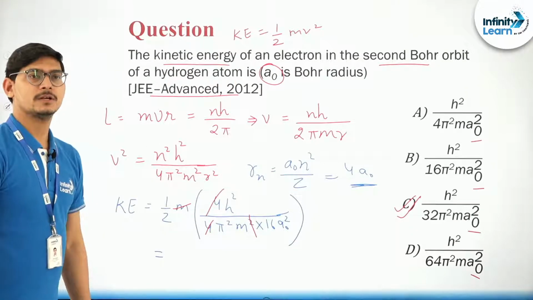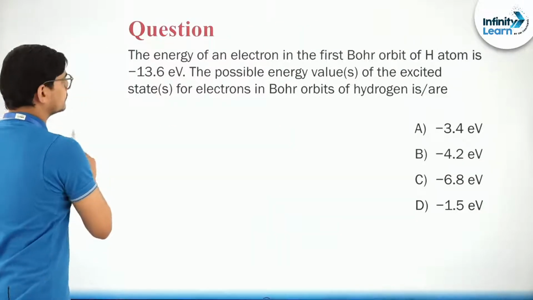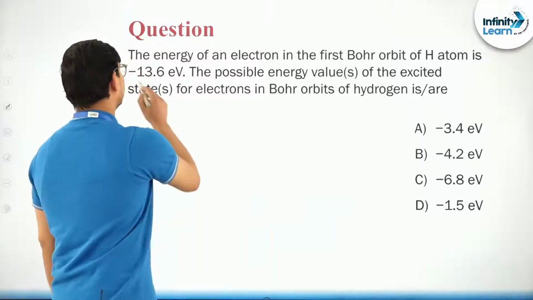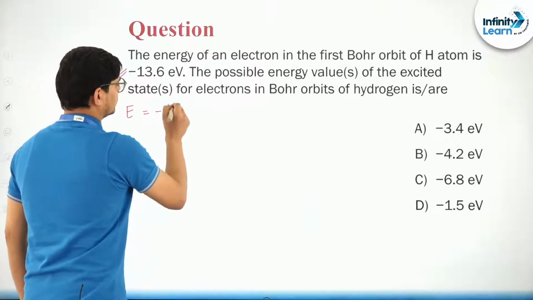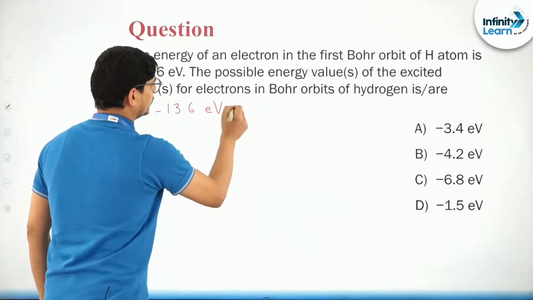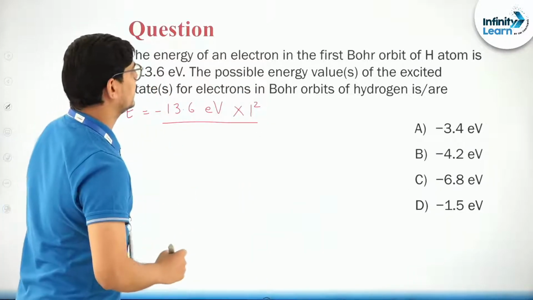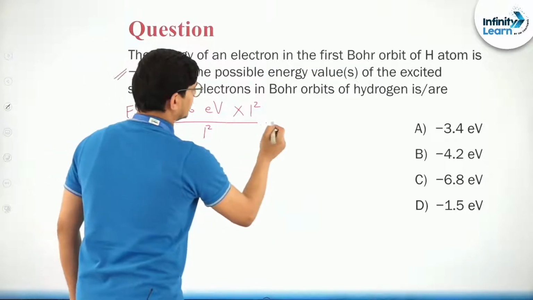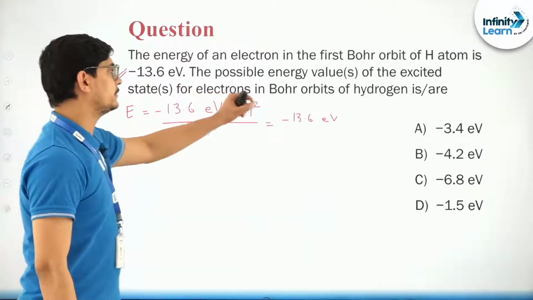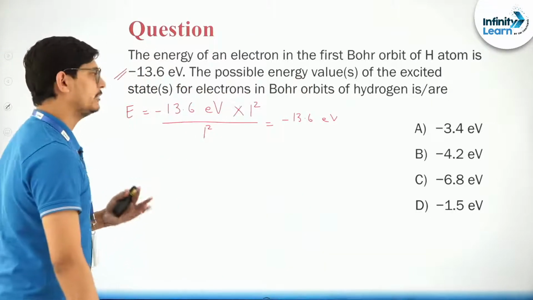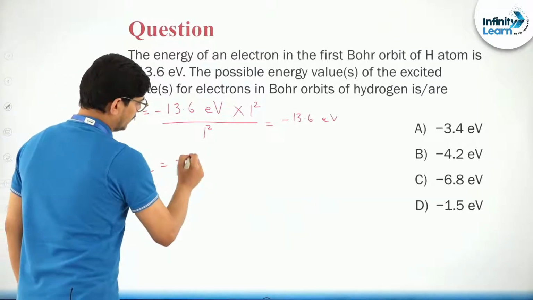Understood? Let's take one more example. The energy of the electron in the first Bohr orbit of hydrogen atom is minus 13.6 electron volt. That we know, because the energy is equal to minus the Rydberg energy, 13.6 electron volt, times Z square, which is 1 for hydrogen, and n is 1 for the first orbit. We have to calculate the possible energy values of the excited states for the electron. Obviously this is E1. Let us calculate E2.